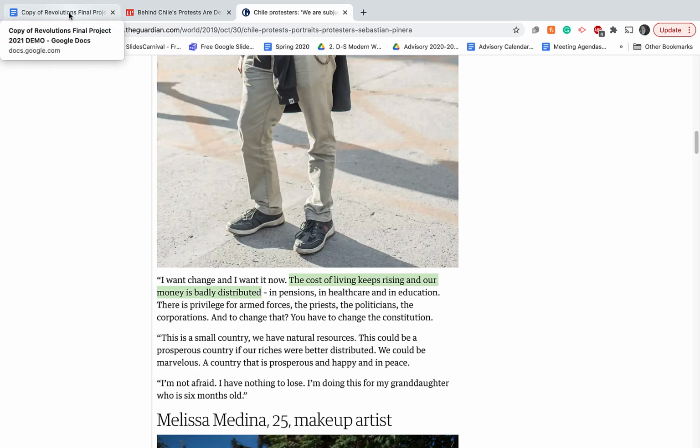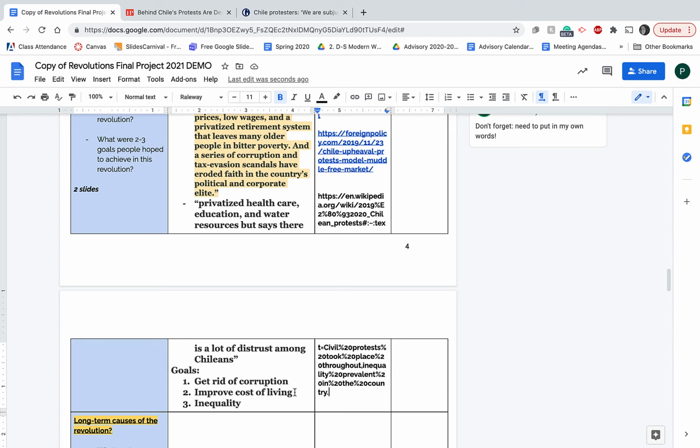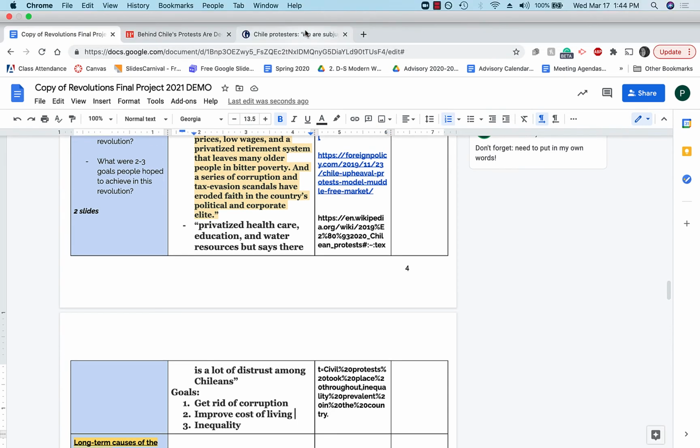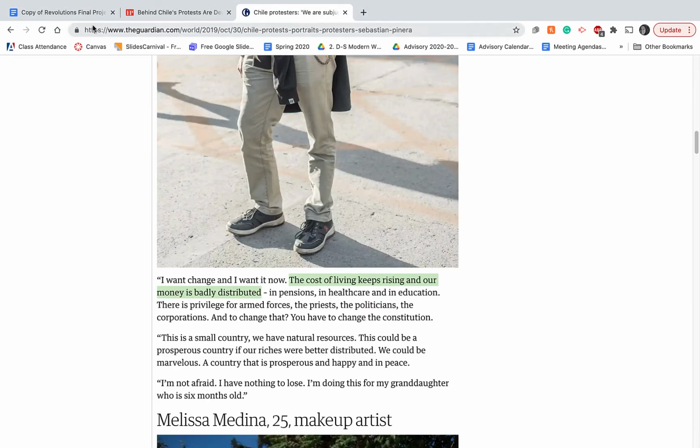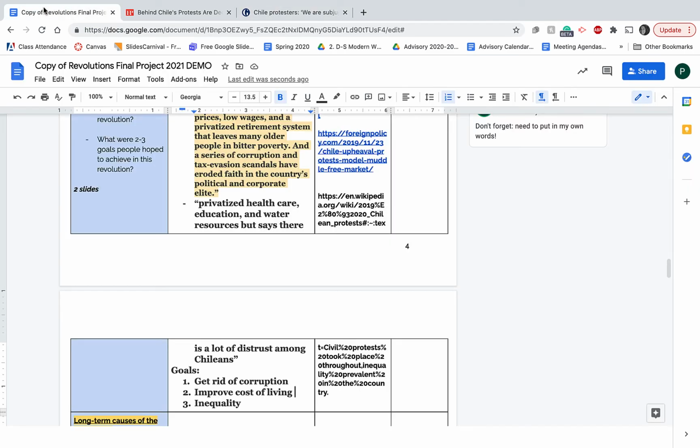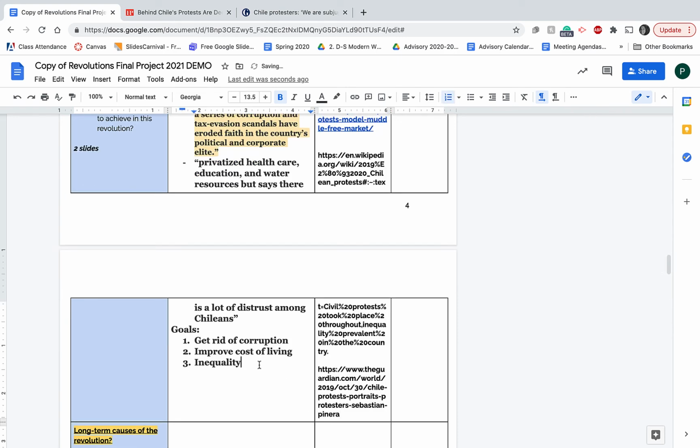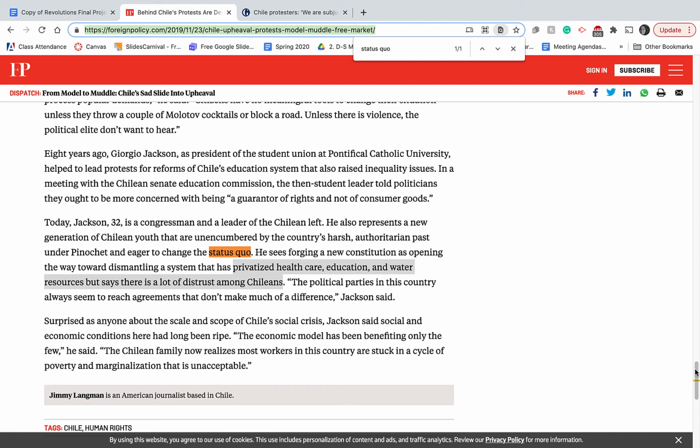So let me confirm that's what I already have. Improve cost of living. Okay, so we know that that works. And our money is badly distributed. So I'm curious to know, there's privilege for priests and politicians. Have to change the Constitution. Change the Constitution, I haven't seen that, but that looks like that could be another goal. So I'm going to add that. Maybe let's do change Constitution to be more fair. But remember, you want to find it on multiple sources so you know that it's true.